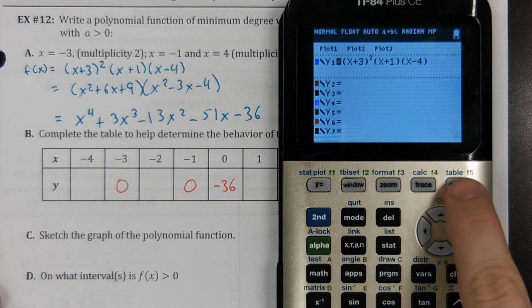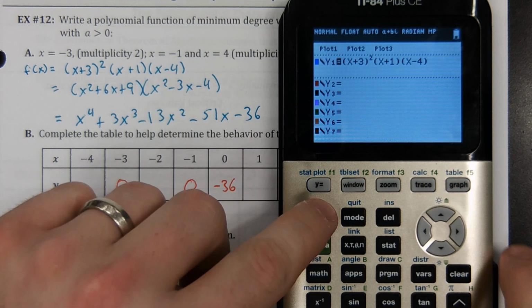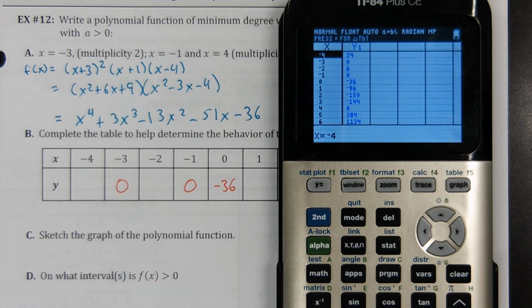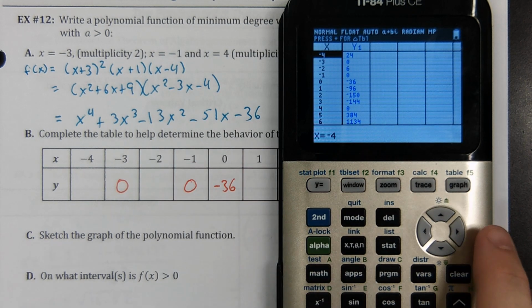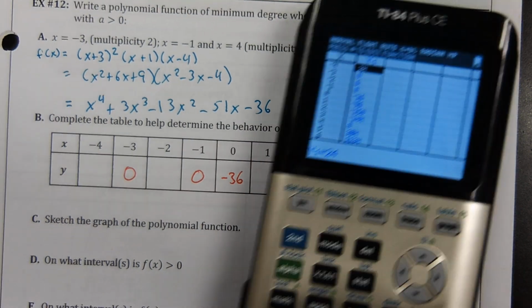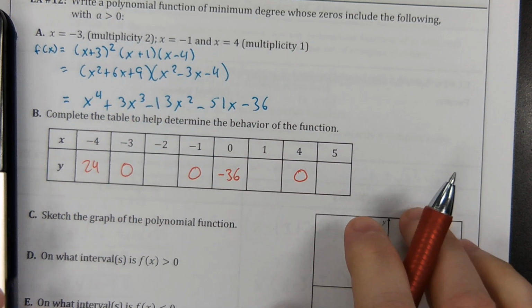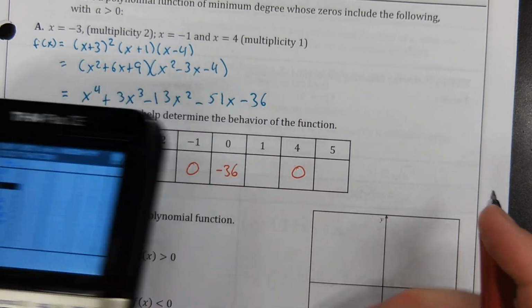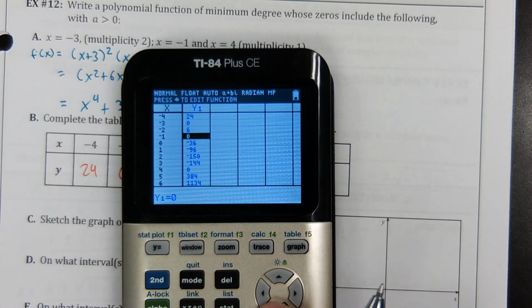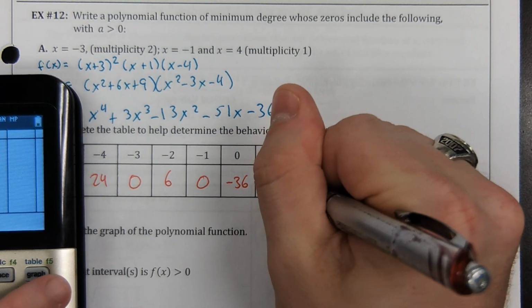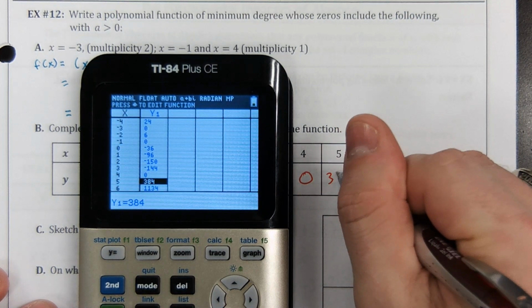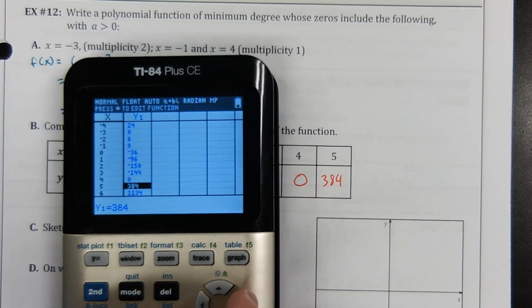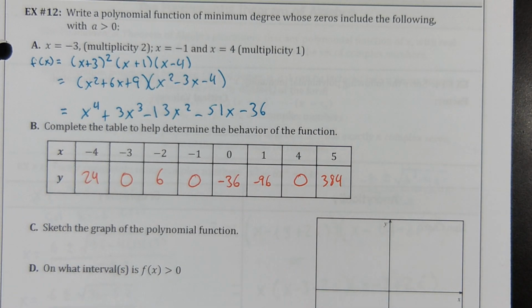See that blue word that says table? You got to hit the blue button to make that thing do its job. Second graph, there's the table of data for you. You don't have to type anything else in. All the numbers are there. Here's the x's, here's the y's. So when x is negative 4, y is 24. When x is negative 2, y is 6. 1 comma negative 96. And 5 comma big number. Wow. I'm finished with the graphing calculator now.